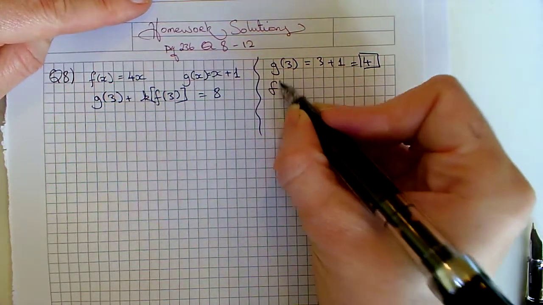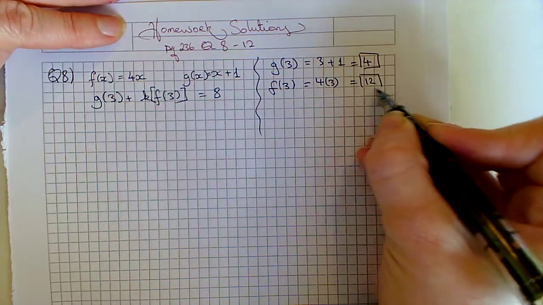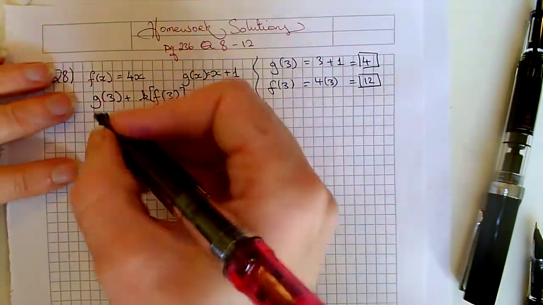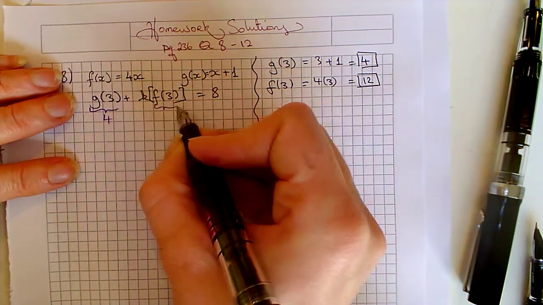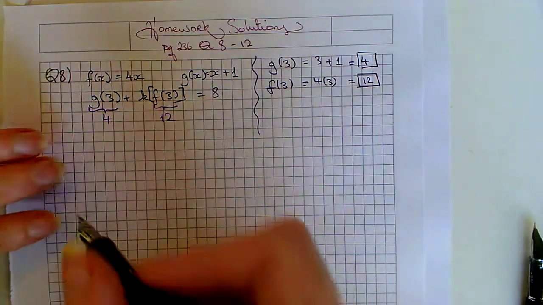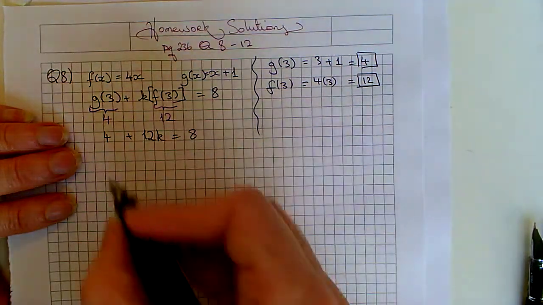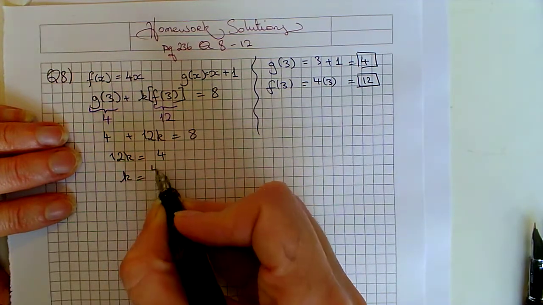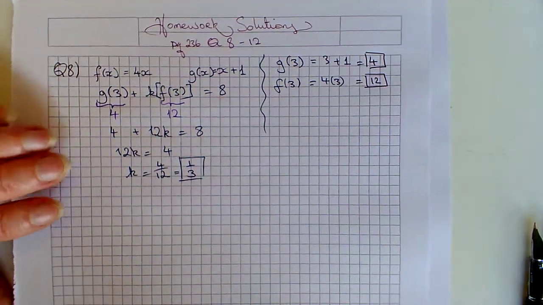Then find f of 3. F of 3 is 4 times 3, which is 12. And then we can fill everything that we need into this equation here. So instead of g of 3, I'm going to have 4, and instead of f of 3, I'm going to have 12. So I can rewrite this equation as 4 plus 12k equal to 8, and that's a pretty straightforward equation to solve. 12k is equal to 8 take 4, k is equal to 4 divided by 12, which is 1/3. So k is 1/3.